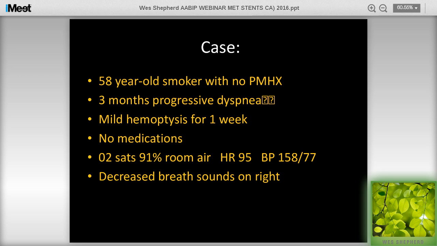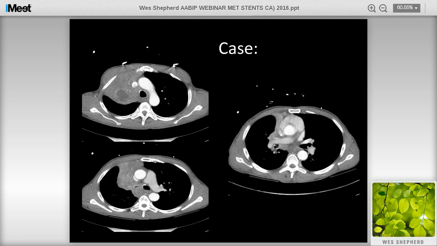I've tried to keep the history here fairly simple, but this is a 58-year-old smoker with no significant past medical history, 3 months of progressive shortness of breath, and mild hemoptysis for the last week. They're on no medications. Their oxygen saturation was 91% on room air. Vital signs fairly unremarkable, and physical exam significant mainly for decreased breath sounds on the right.